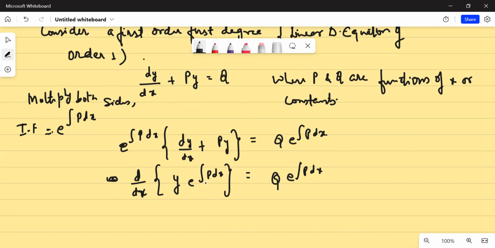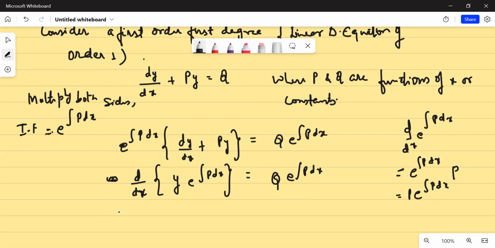Let's see how. If I try to differentiate e power integral p dx, what will come out? See this, because this is exponential, this will revert to itself. And then what is the derivative of integral p dx? It will be p. So this is like p e power.